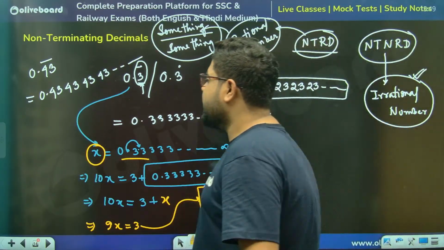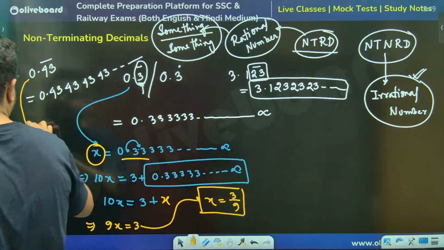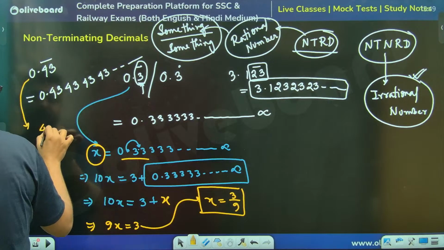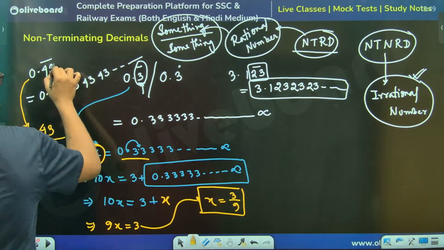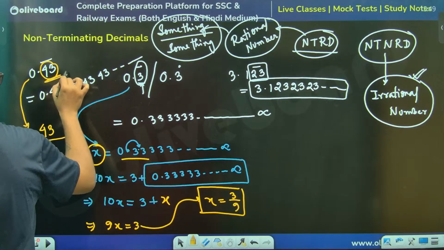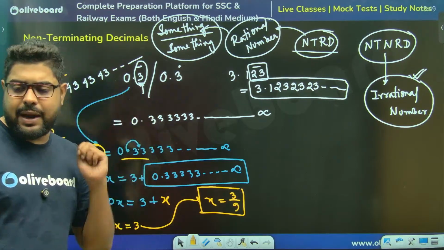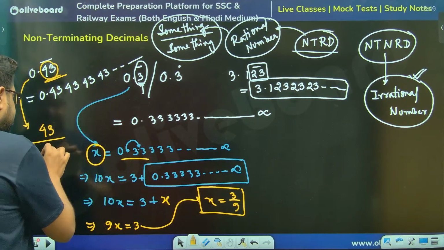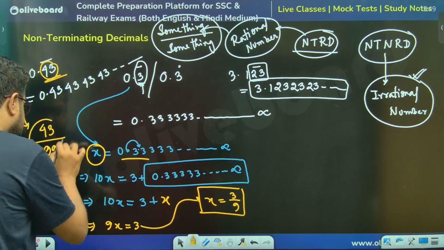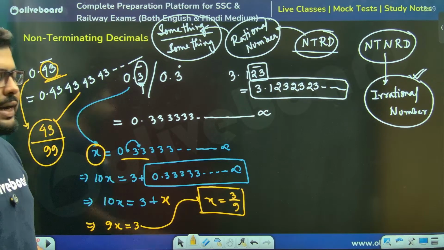For example, if I want to write 43 divided by... there are two digits under the bar. So you put that many nines. We'll put two nines. That is your answer.